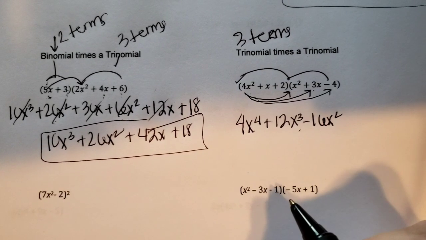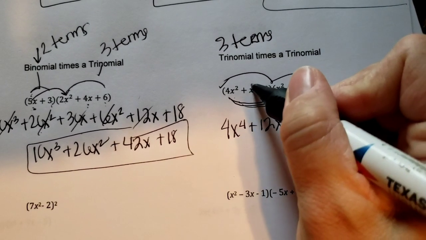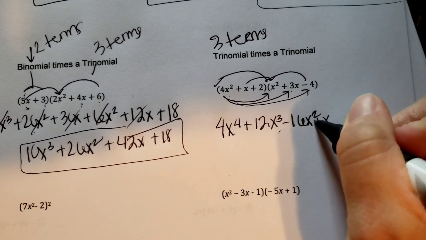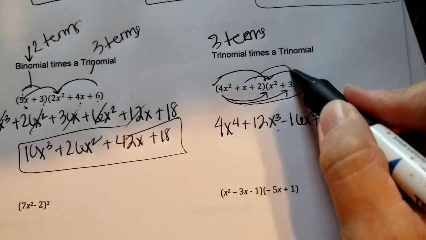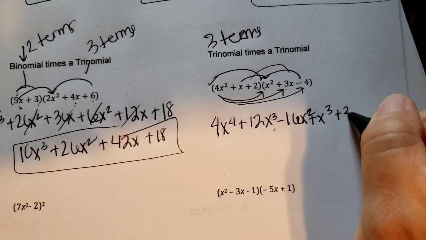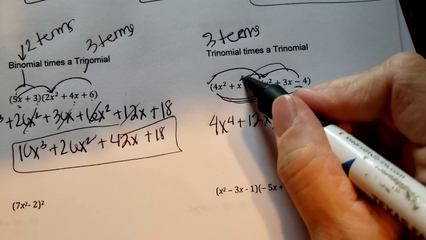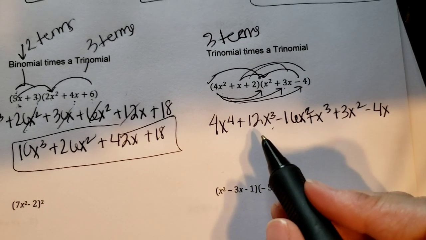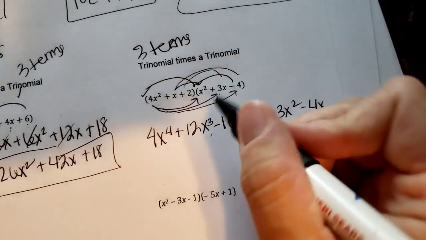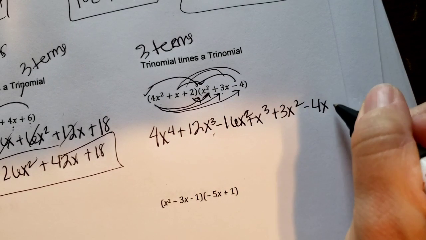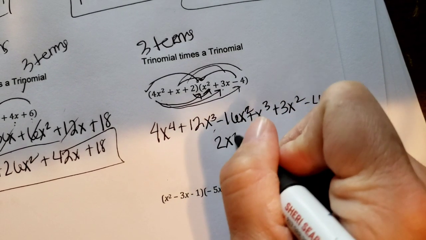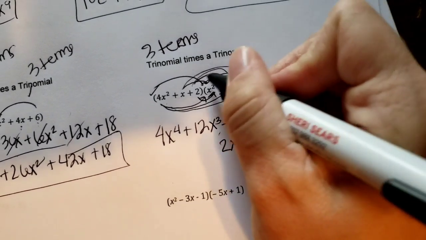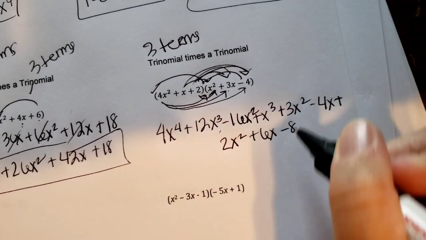So he has been distributed. Now I'm going to distribute the x. X times x squared is x cubed. X times 3x is 3x squared. X times negative 4 is negative 4x. And now I will distribute the 2. 2 times x squared is 2x squared. 2 times 3x is 6x. And 2 times negative 4 is negative 8.